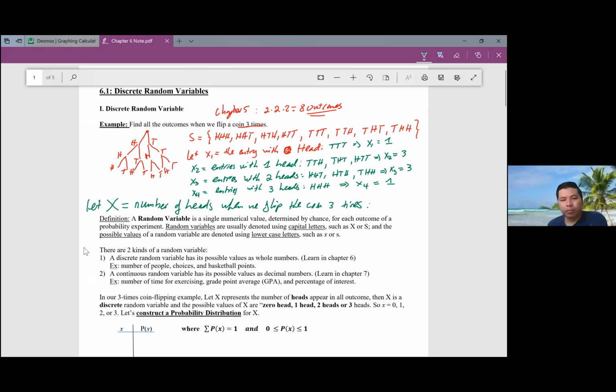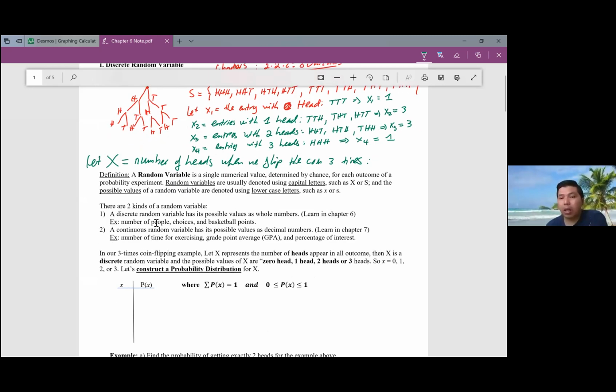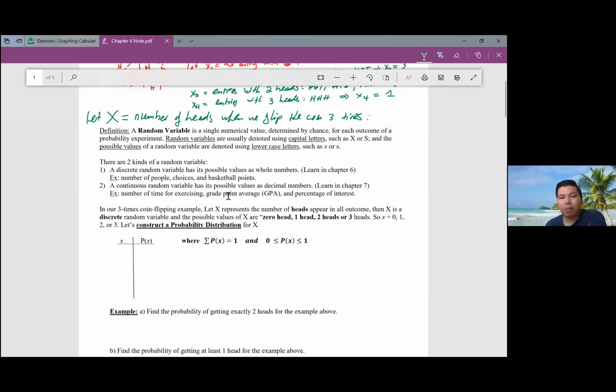Okay. So there will be 2 kinds of random variables: a discrete random variable, which we're going to learn in chapter 6, and a continuous random variable, which we're going to learn in chapter 7, right? The example that we saw just now is a discrete random variable. Now back to the example. In our 3-coin flipping example, if we let X be the number of heads that appear in our outcome, then X is a discrete random variable, and the possible values for X will be 0 heads, 1 head, 2 heads, and 3 heads.